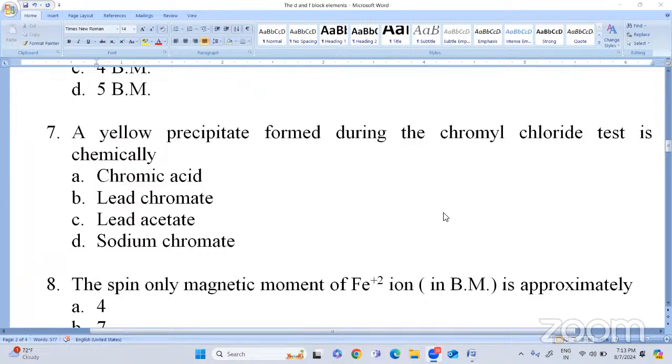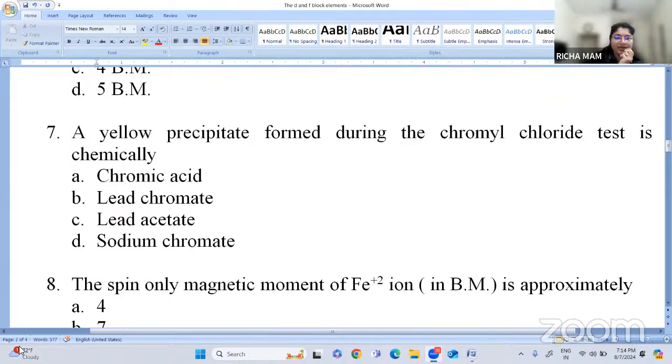Why the yellow color precipitate? Precipitate and solution are different. Solution means it will be like water, only yellow colored water. Precipitate means it will be in a curd form. Just as white curd is there, a yellow curd-like precipitate will be formed. Precipitate is an insoluble substance. So yellow color precipitate is different, solution is different.